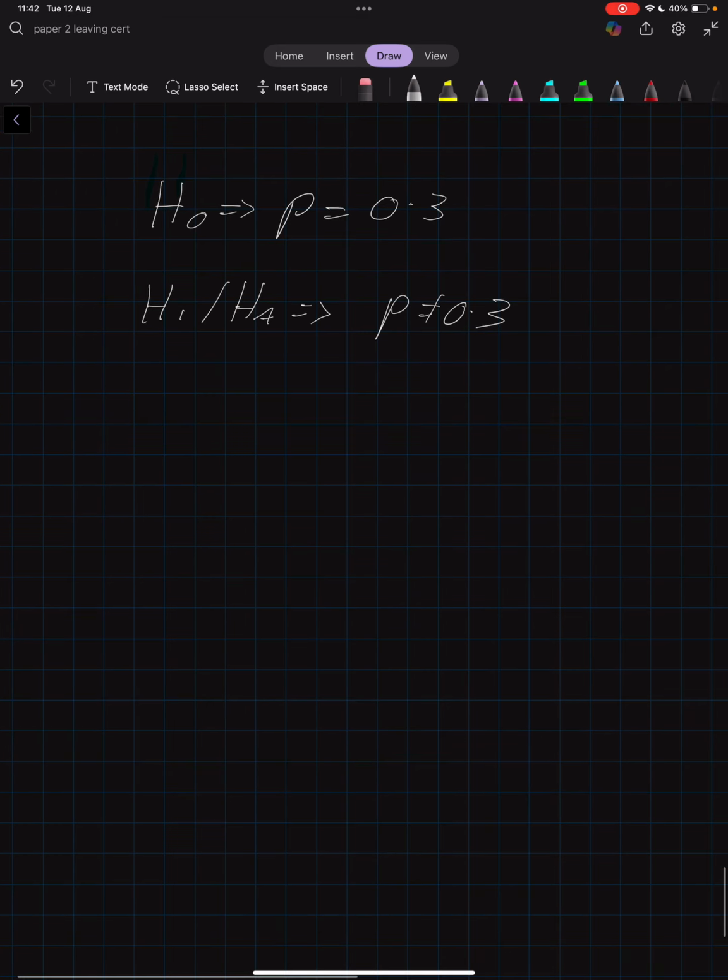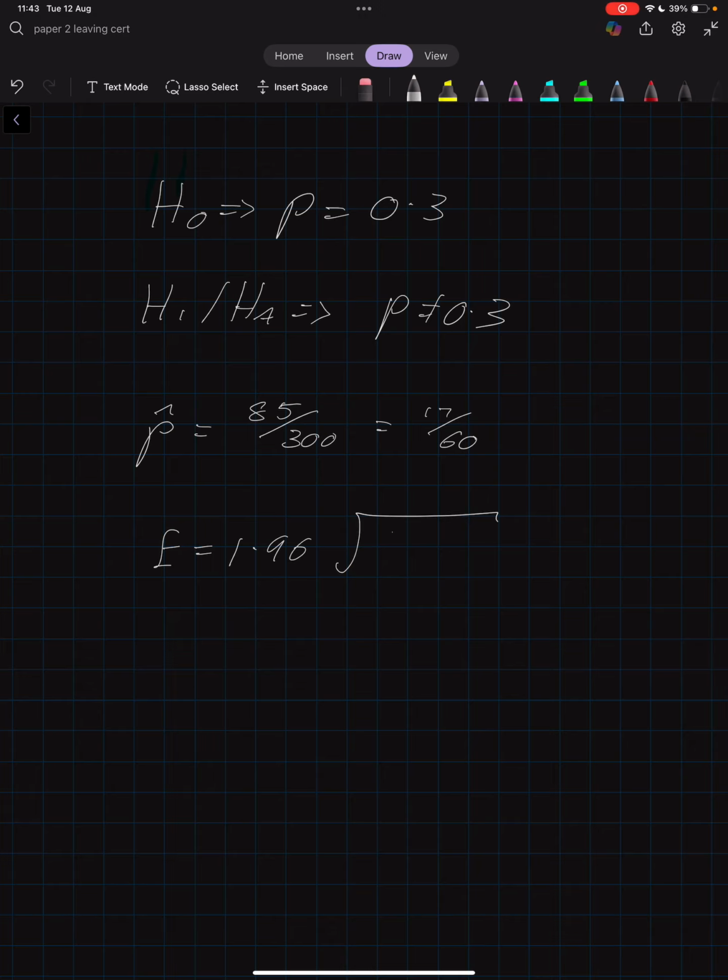The next thing I want to do is calculate the sample proportion. So what's p hat? They said 85 out of 300, so it's just going to be 17 out of 60. Now I want to do a 95% confidence interval. So that's 1.96 square root of p hat times 1 minus p hat, all over n. So 1.96, the square root of 17 over 60, multiplied by 43 over 60, all divided by 300.